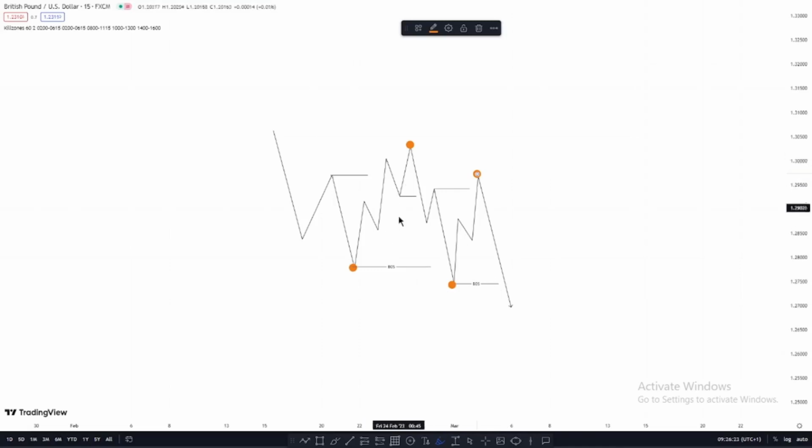Avoid the structural traps here. Avoid it completely. Please avoid it. Now, some guys will look at this and say, this is a break of structure here. This is a break of structure here. Actually, that is internal break of structure.